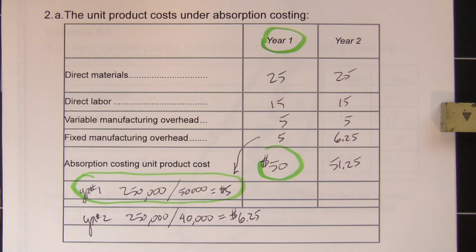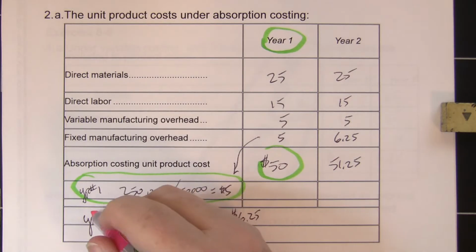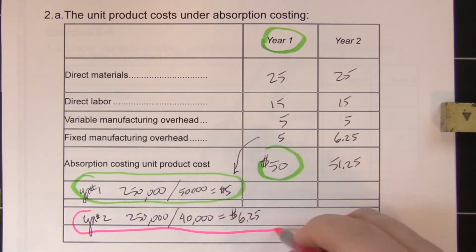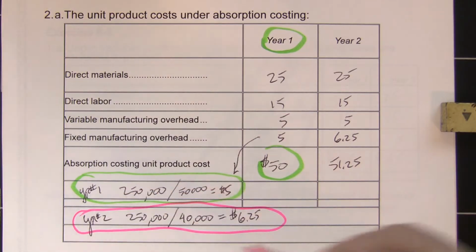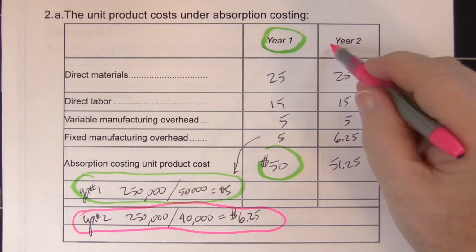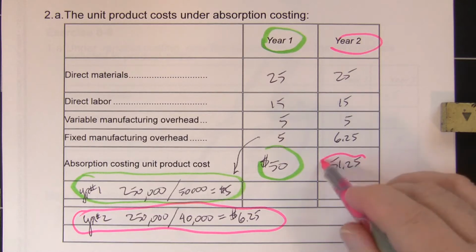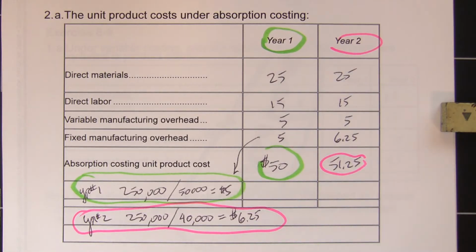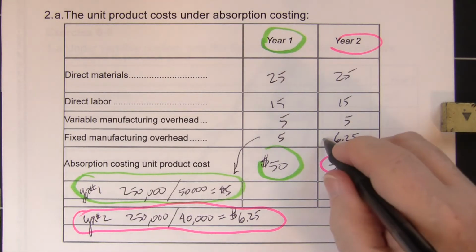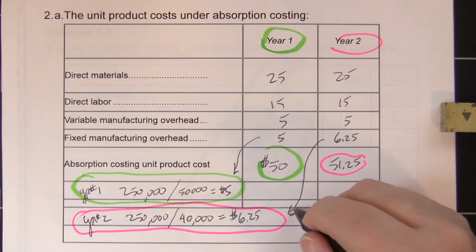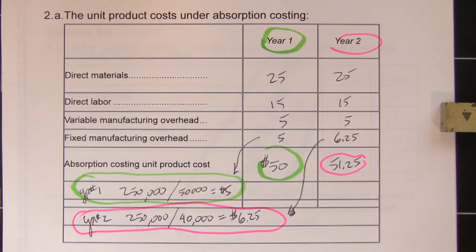And that's because in year 2 we only made 40,000 units. And so year 2, our price per unit is higher than in year 1. You can think of it as the penalty for not producing at full capacity. However you want to think of it, however you can get it into your head, is what I need you to do.